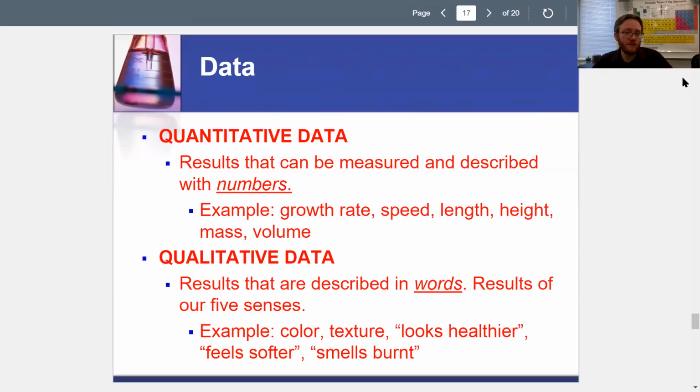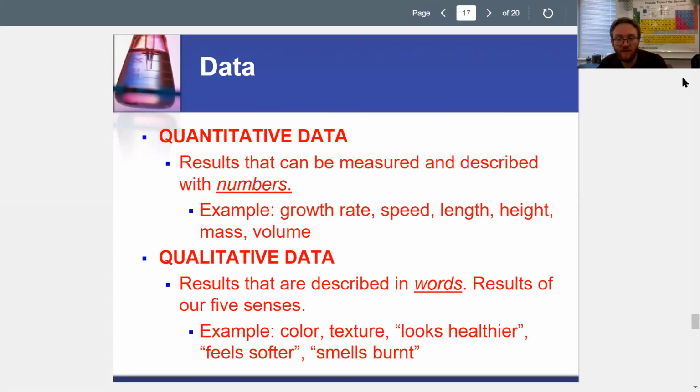So you've got 2 main kinds of data, and you should have heard these before, but you will hear them plenty from now on. You've got quantitative data, which means that results can be measured and described with numbers. All right, quantify. That means to have numbers. You have a number associated with quantitative. The examples they gave you are growth rate, speed, so those are the 2 they mentioned with the engine and the fertilizer, length, height, mass, volume. If you can put a number on it, you can have quantitative data with it.